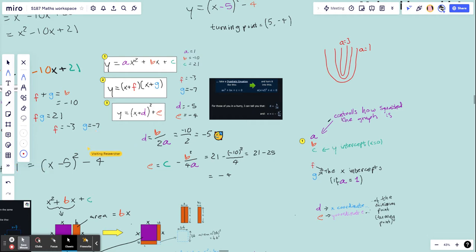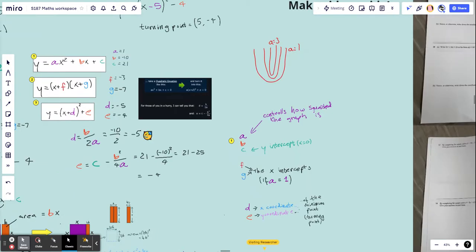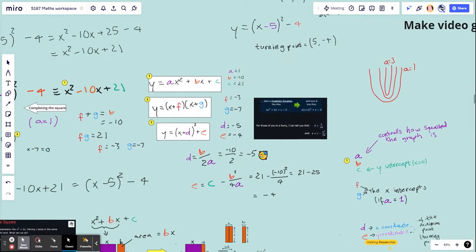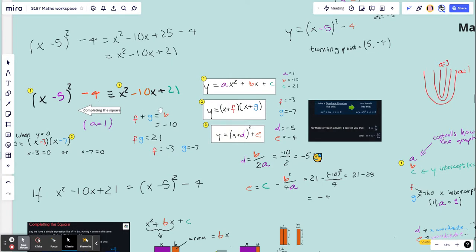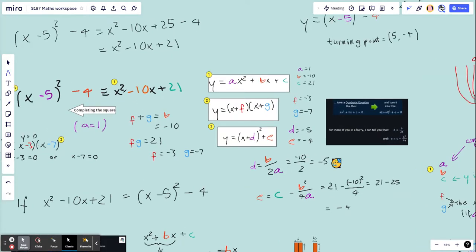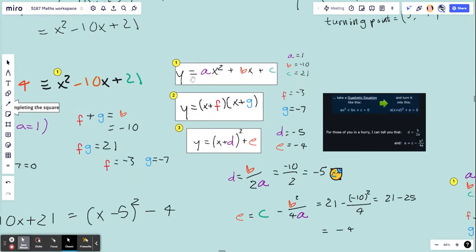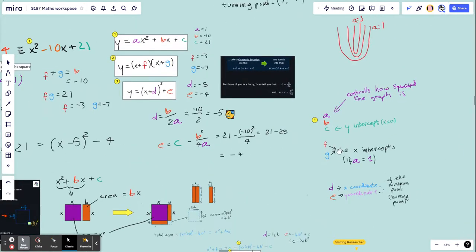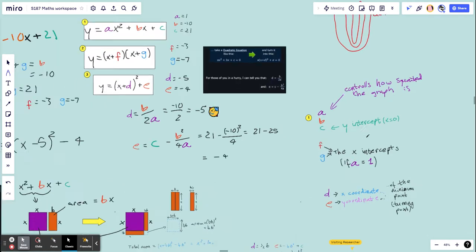The C is the y-intercept. If you think about it, the y-intercept is when x is equal to 0. So if x is equal to 0, what would y be? Looking at our equation here, x squared would be 0 squared, minus 10 times 0 would be just 0, and then it's plus 21. So it's just going to be the C. If x is 0, then y would just be equal to c. So c is the y-intercept when x equals 0.